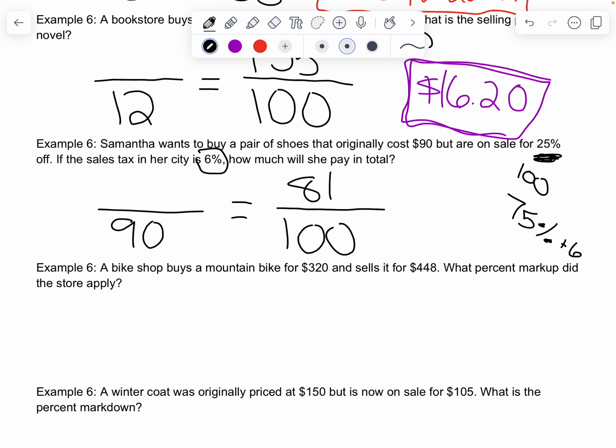90 times 81 divided by 100 gives us $72.90.